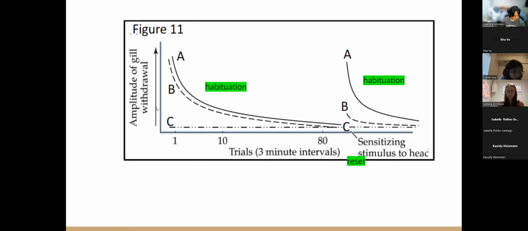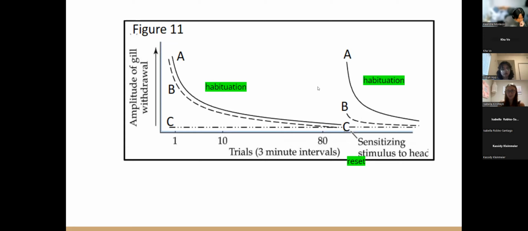A chemical that might be able to do that is, I know I'm not going to pronounce this right, curare or something like that, because it blocks the activation of skeletal muscles by blocking nerve impulses. So if you block those nerve impulses, then you obviously can't get any withdrawal. So that's how you can get C, where you just don't have any movement at all.